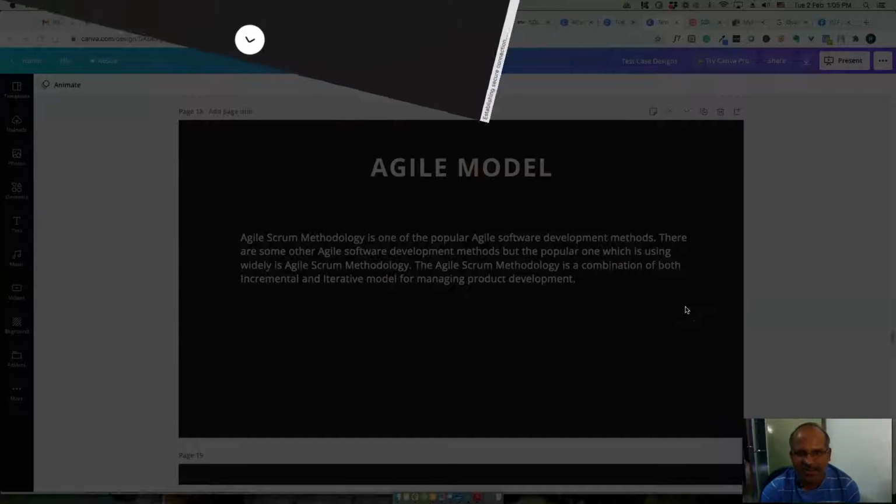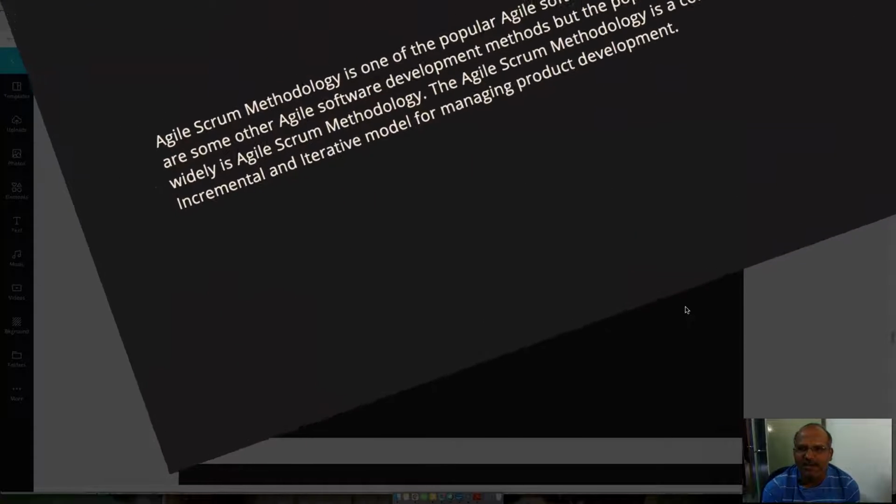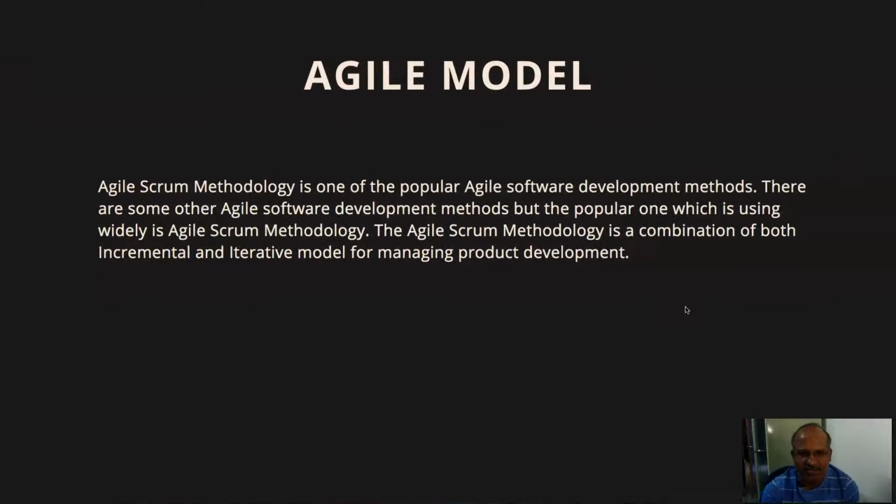So let us discuss the Agile model in SDLC. Basically, the Agile model is one of the popular software development methods. It is a combination of both incremental and iterative models for managing product development. This is one of the most popular methods and is currently used in a lot of projects.